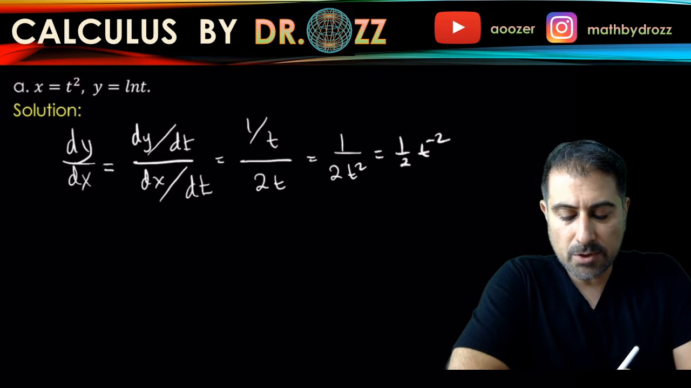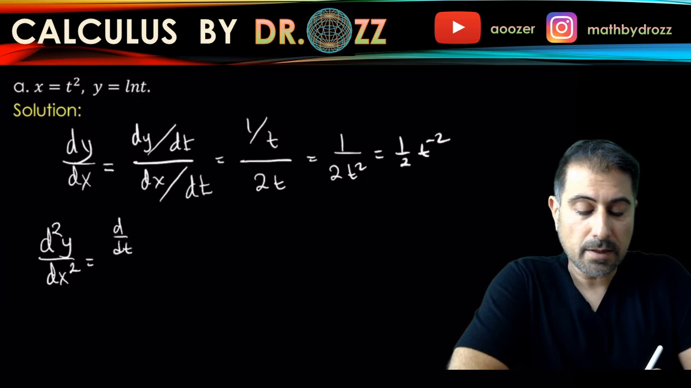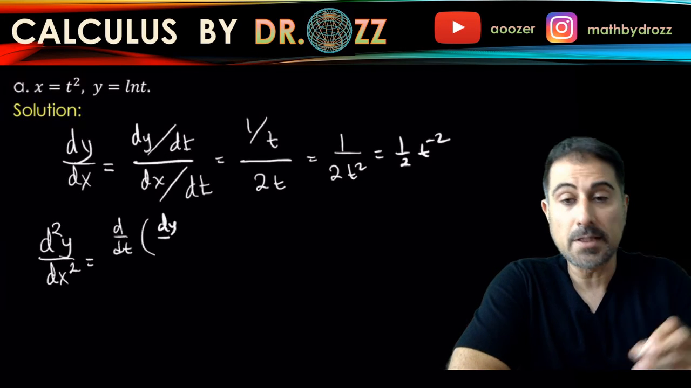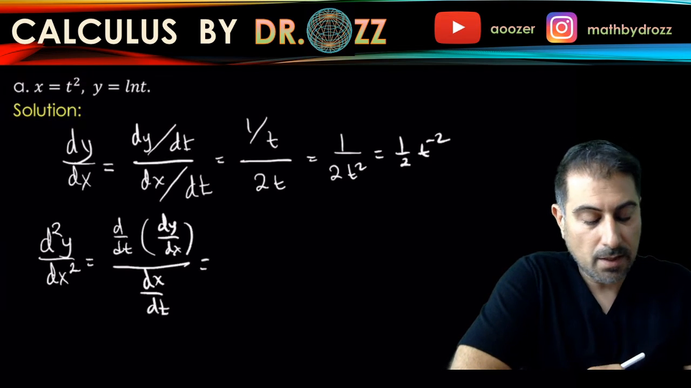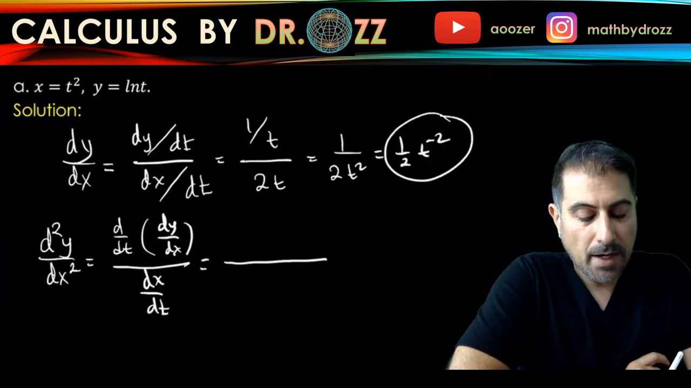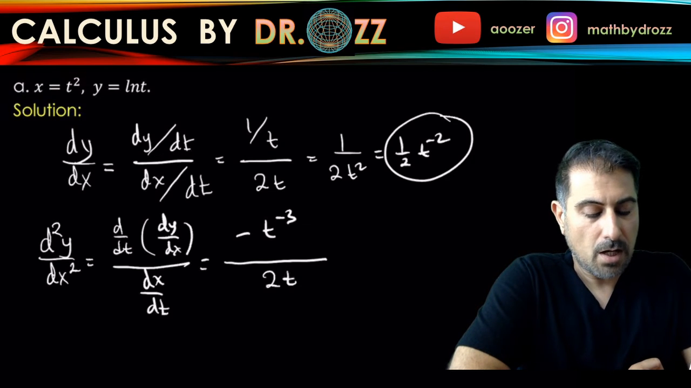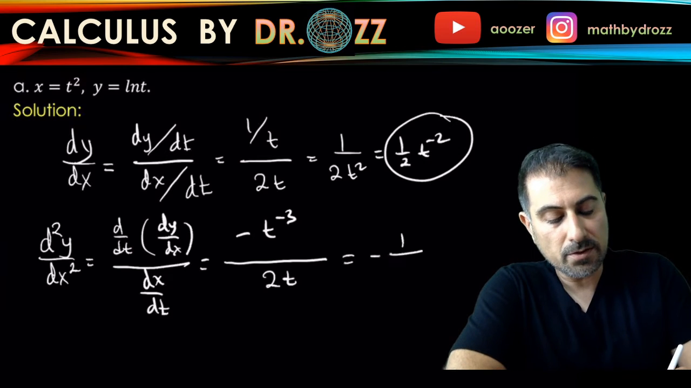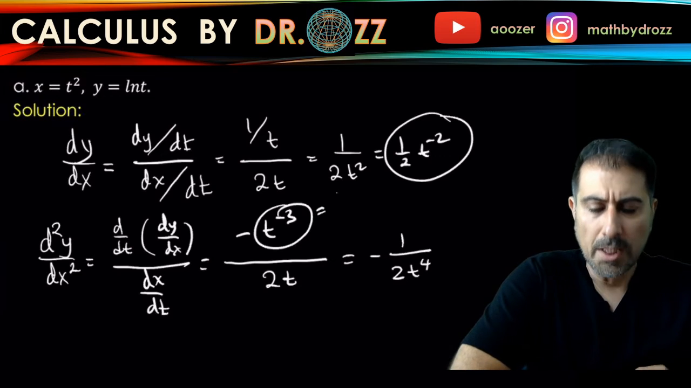For d squared y over dx squared, we have another formula. It's d dt of the first derivative coming out of the first step, and the bottom is dx over dt. So here we go. I'm going to take the derivative of this dy over dx. So it's negative t to the negative 3, and the bottom is still 2t. So that makes it negative 1 over 2t to the 4th, because this term is equal to 1 over t cubed. So now I have the description of d squared y over dx squared.